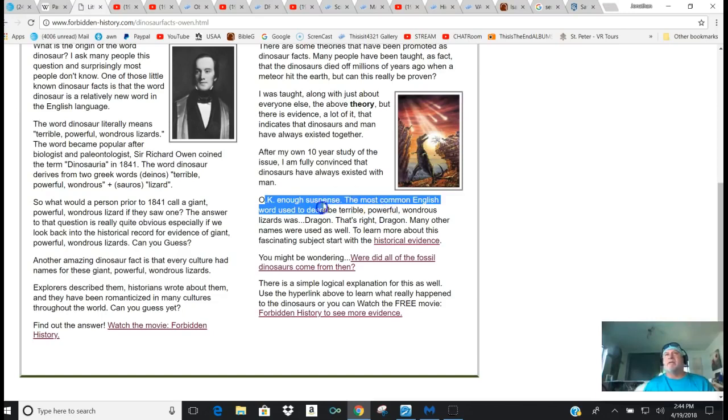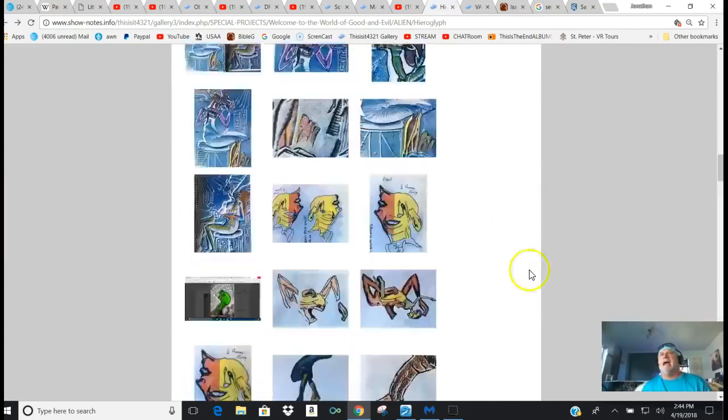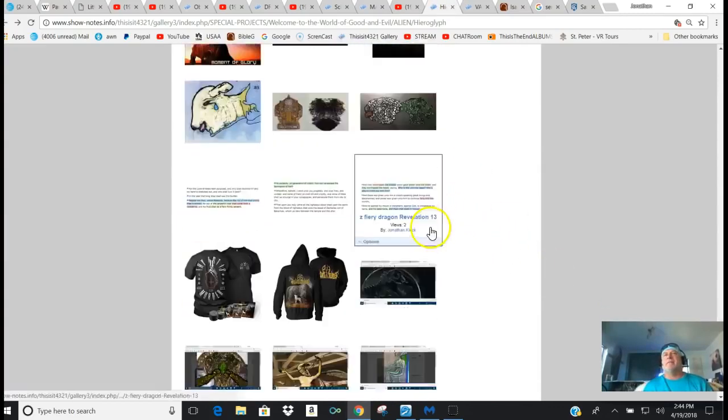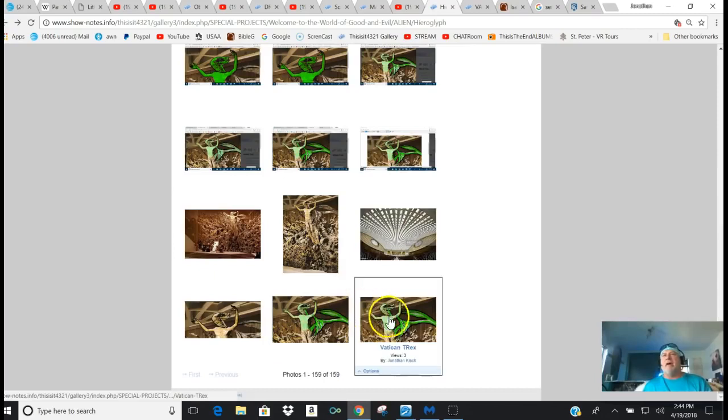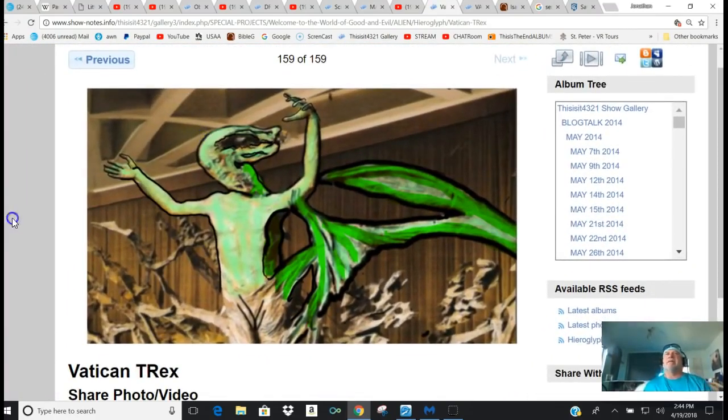Okay, enough suspense. The most common English word to describe terrible, powerful, wondrous lizards was dragon. That's right, dragon. Hmm. Let's go back and have a look at something I just showed you in the audience hall. Huh. Does that look like a dragon? That looks just like a dinosaur to me with wings, very much so.